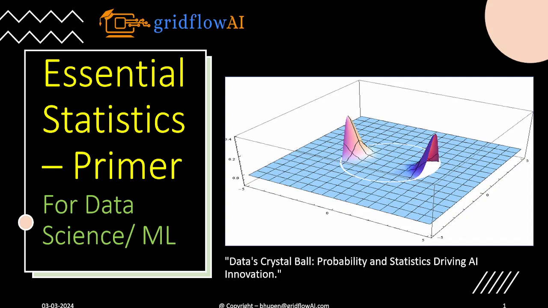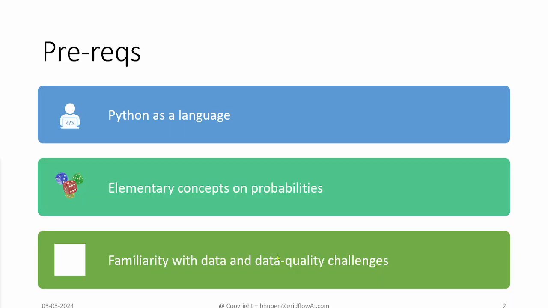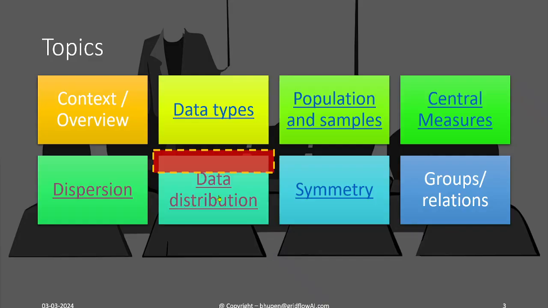Hi everyone, welcome to this video series on essential statistics, a primer for data science and machine learning. As usual, the focus here will be on foundational concepts along with examples, use cases and applications, do's and don'ts, and also Python demo. So today we'll talk about data distribution, which is a very important concept in statistics.